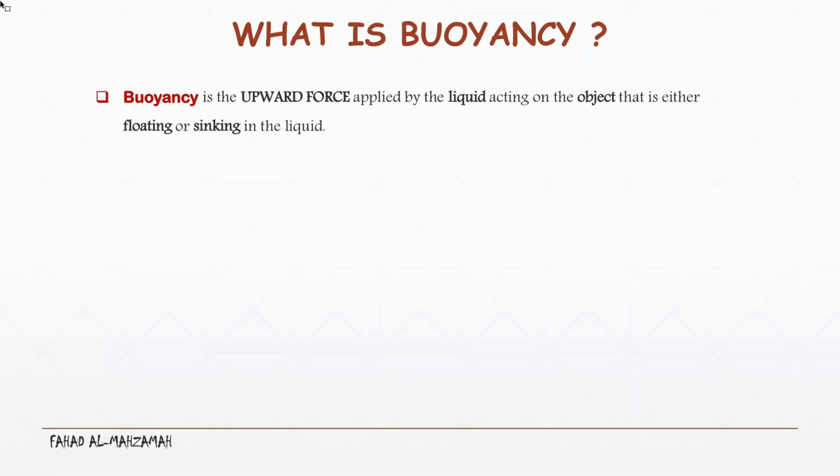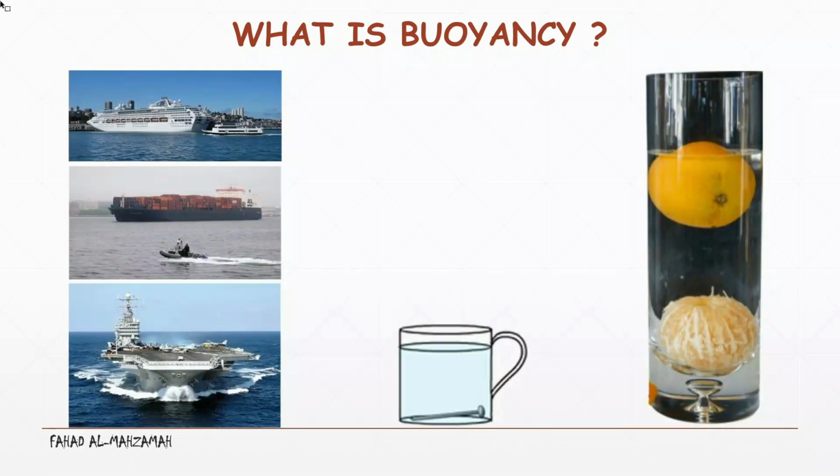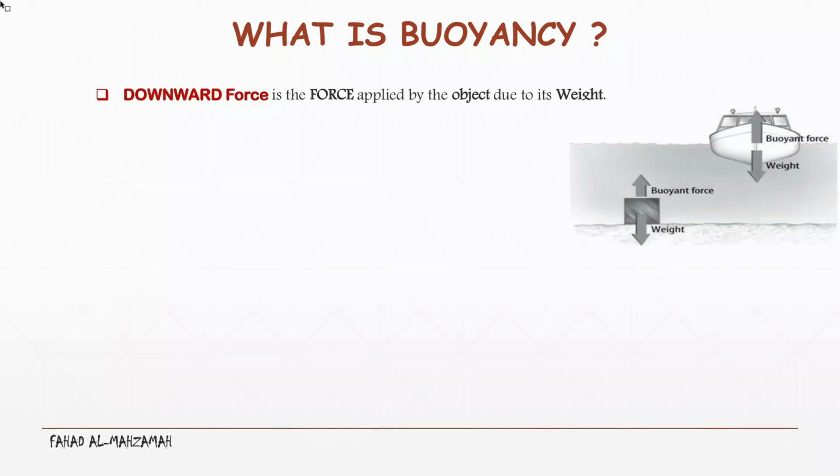if we go back to the previous picture or example, you will see that we understand the buoyancy. It's an upward force exerted by liquid. Is there another force here? Yes, of course, there is another force. Since the buoyancy is an upward force, the other one is a downward force. Now, what's the downward force? The downward force is the force applied by the object due to its weight.